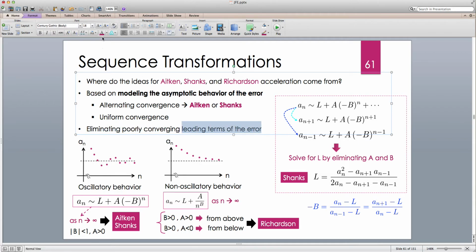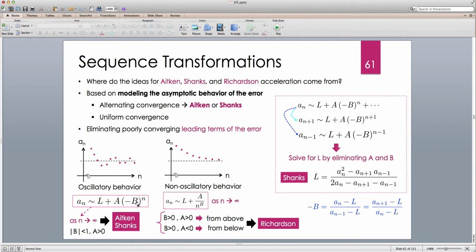All right, so we heuristically model the error with something like this, b to the n, and find a transformation so that when we plug in this model, it ends up with b to the n plus 1. And then we say that now it has a faster convergence because the error goes to 0 faster, because the leading error term has been eliminated.